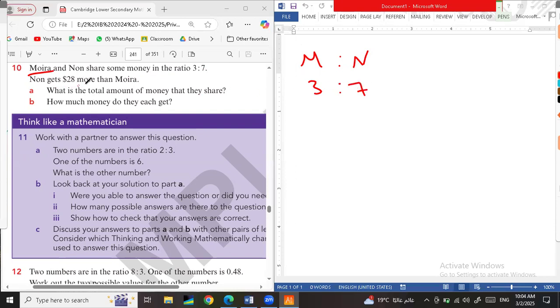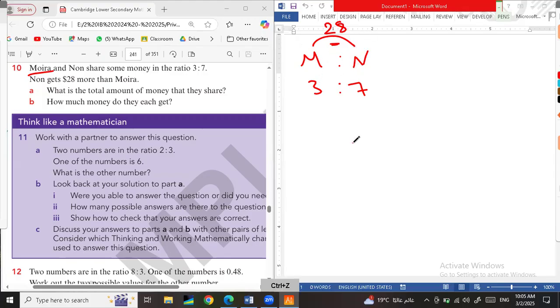Non gets $28 more than Moira. Okay. They didn't say that Non is 28. If you go there and you say 28 is Non, that's a big fat mistake. So what are we supposed to do? Or why is this going to be wrong? Because they didn't say that Non is 28. They said that Non is 28 more than Moira. So the difference between these two is 28, and Non is the one who has more.